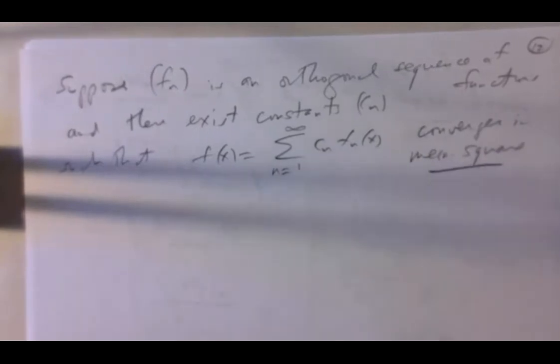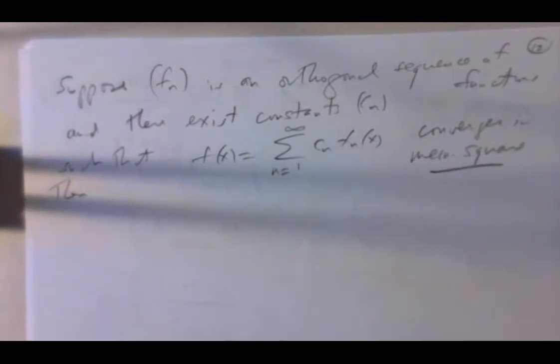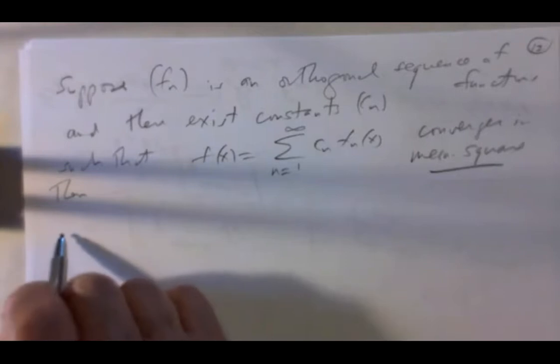So we're not assuming pointwise convergence or uniform convergence, just this mean square convergence. In that case, we can interchange summation and integration. And we see exactly what we saw for the case of sines and cosines.